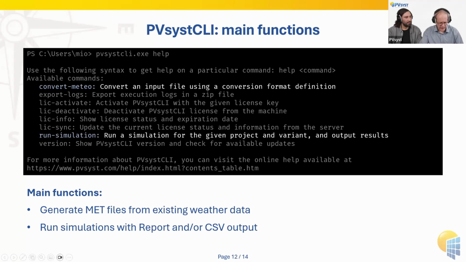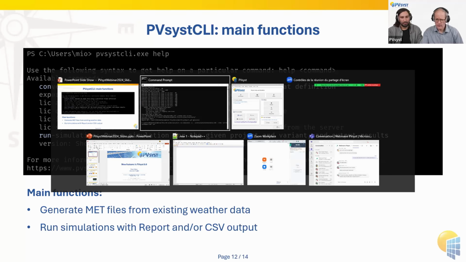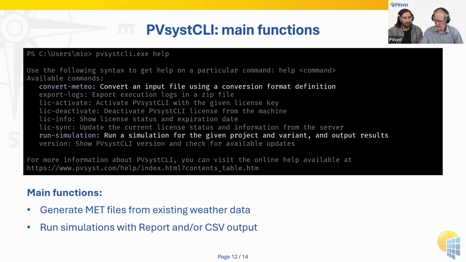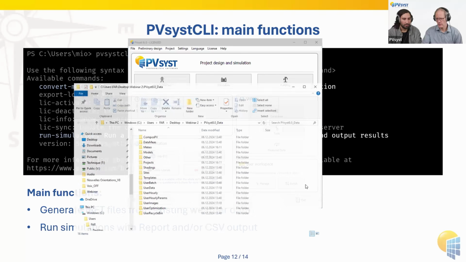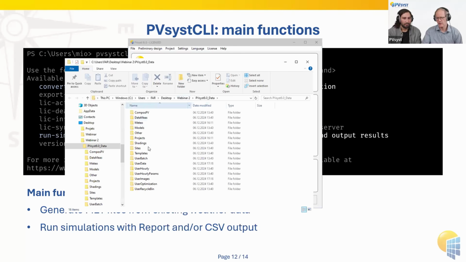So to use that, I will start a command line interface. I would need a command prompt in the workspace I'm working in. Hold on a second. I'm looking for PVsystCLI. So the command prompt, I will start in the workspace that we're using now for these examples. And to open that with my Windows Explorer, I can just click on the link that is shown here for the user workspace.